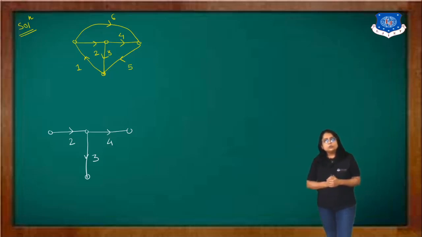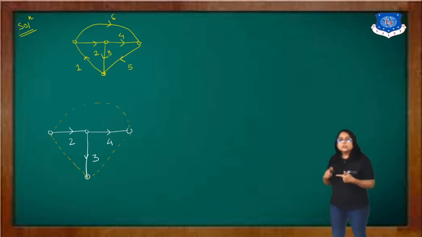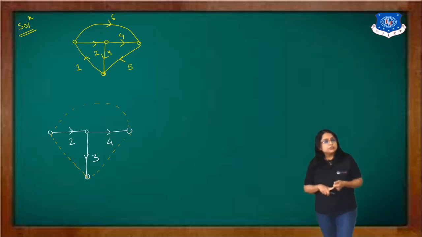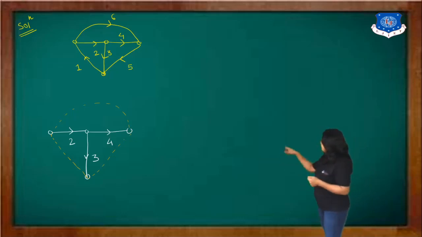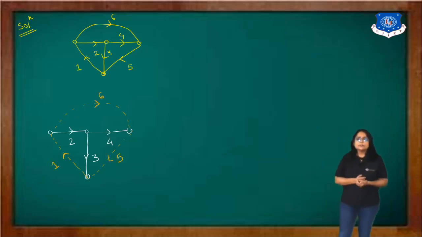Now what we will do? One by one, we place the remaining branches, the 3 branches that are the complement of the tree. We can call them links. Now you just give the number and direction.